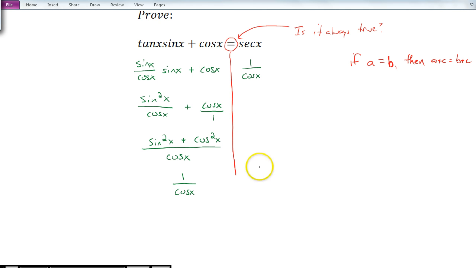And I've got down over here 1 over cosine x. And these two statements are true for all values of x. These two statements are equivalent for all values of x. So now I've shown that these two things are equal, and I've got a true trigonometric identity that presumed nothing about this statement being equal.